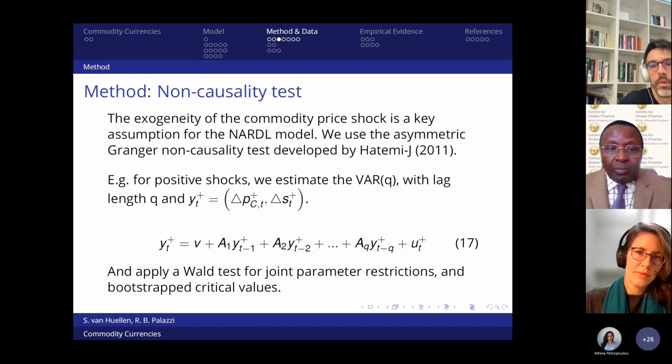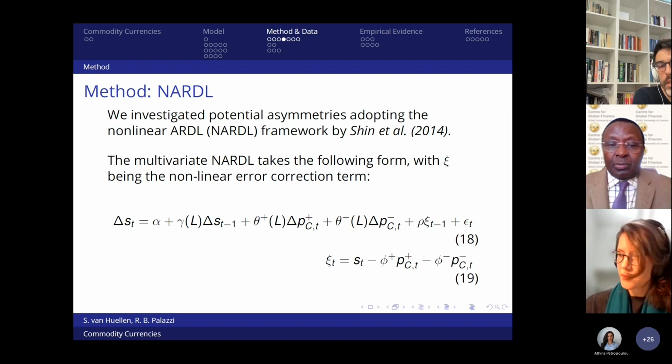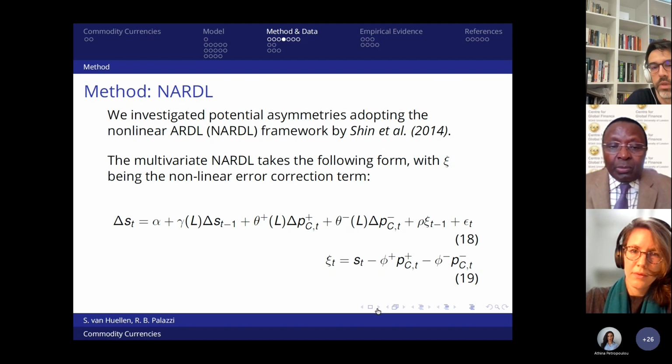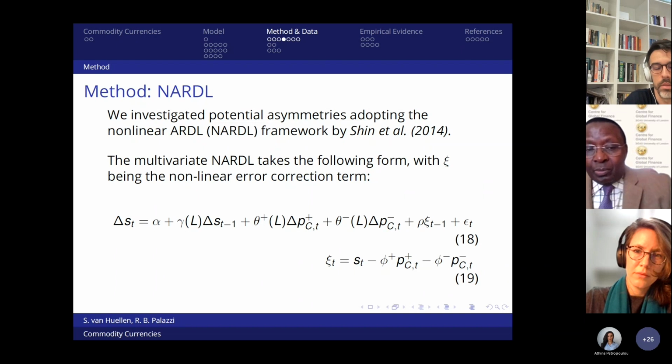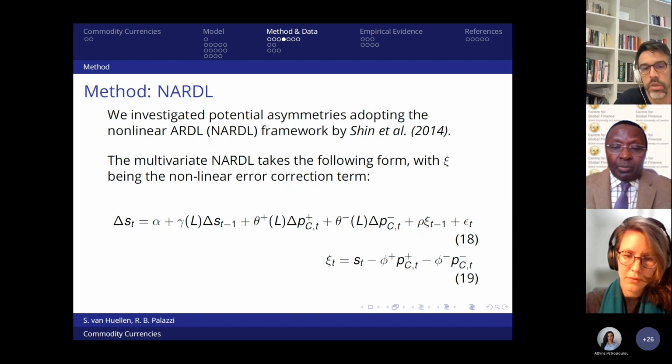We need to understand whether this bivariate relationship is asymmetric or symmetric, in the short and in the long run. For this, we define the lag length using some criteria, for instance the Schwarz criteria. We investigate the asymmetries adopting the framework that I was talking about. We did the multivariate NARDL, which takes the following form, basically combining all the data together and seeing the effects of each on the others. But in the empirical results, we are only presenting the bivariate case.